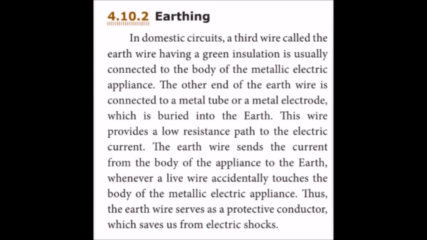In a domestic circuit, the third wire, the earth wire, which is green, connects appliances to a metal electrode which is buried into the earth. This wire provides a low resistance path to the electric current. This sends current from appliances to earth when the live wire accidentally touches the metal body of appliances, and this will serve as a protective conductor and save us from electric shock.